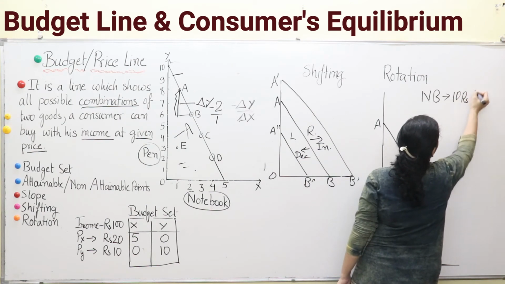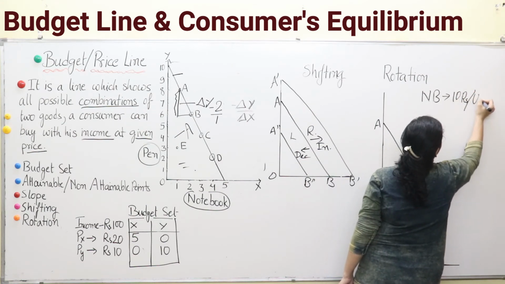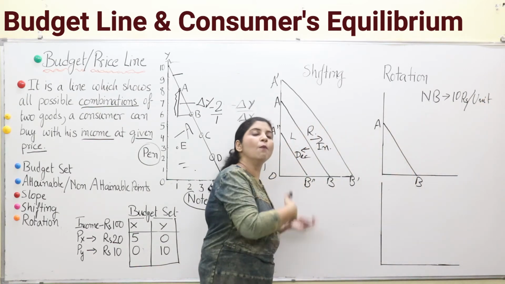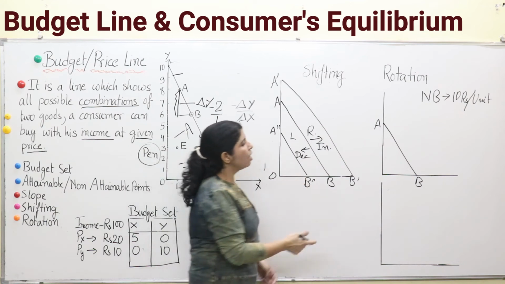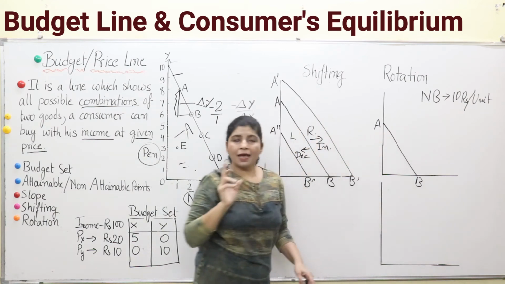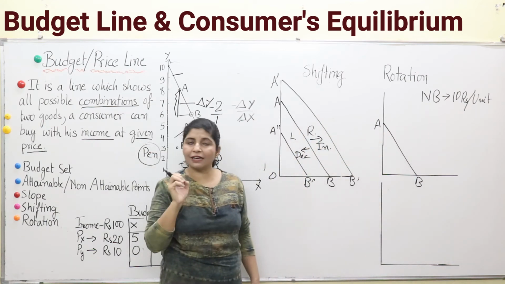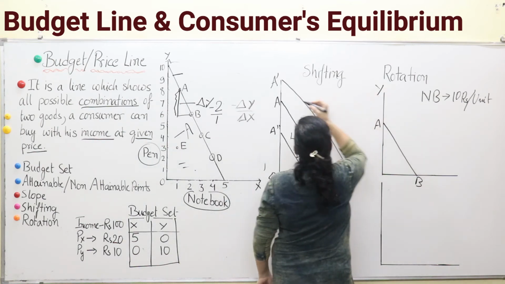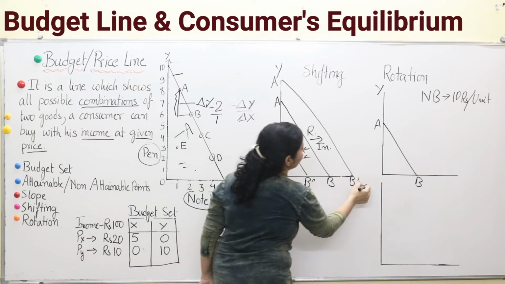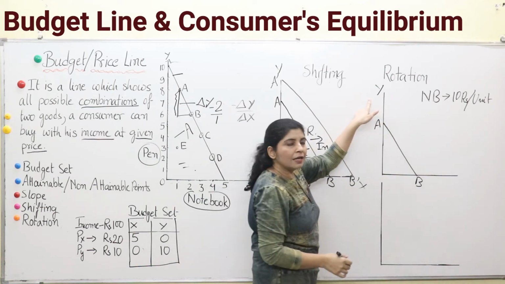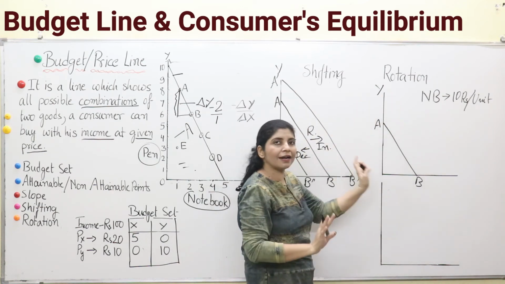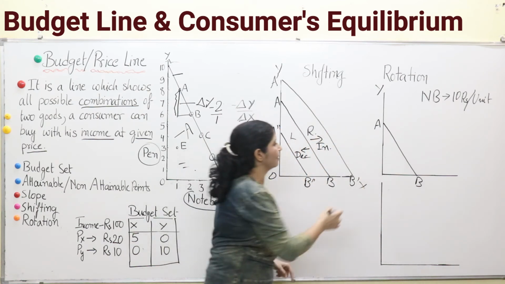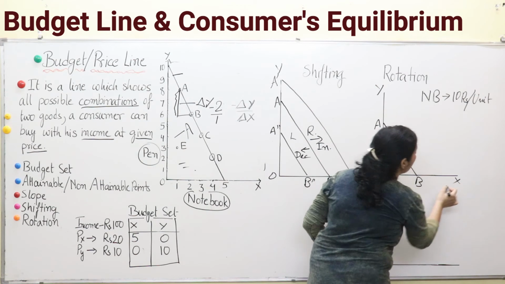Rupees 10 per unit, per notebook you can say. Now what will happen? You can buy more of your notebooks. Now your price line, what will happen? Here you have to take one assumption that the price of Y commodity remains constant. Here Y is not increasing or decreasing, it's constant. Only the price of X is decreasing, and you are buying more of X.